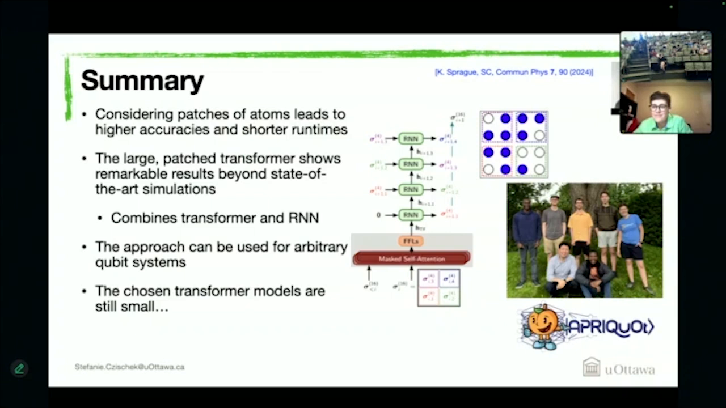This combination of patching and RNNs. So I guess in DALL-E, don't they also patch because images are actually still pretty large, right? I'm pretty sure they are patching too. Do they also use RNNs? How is your approach different from what is done in DALL-E or in vision problems?